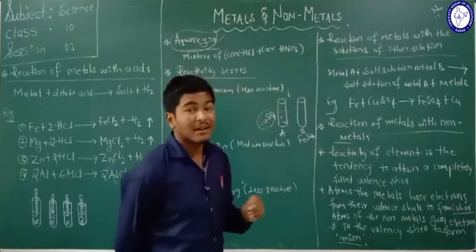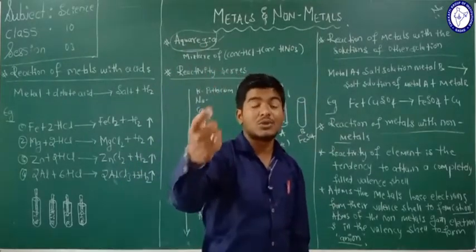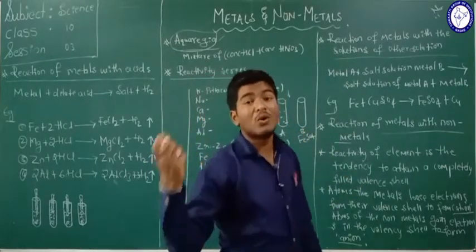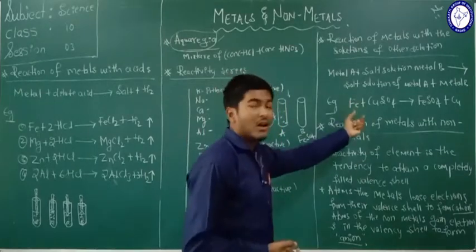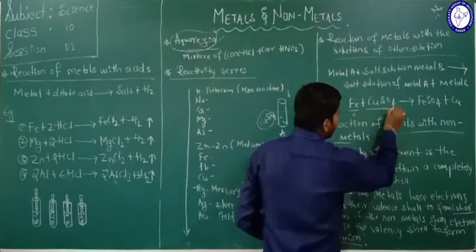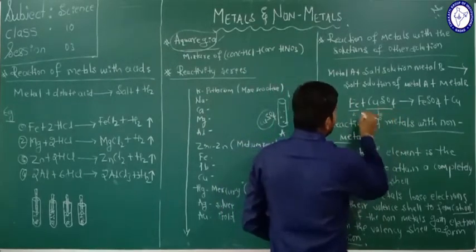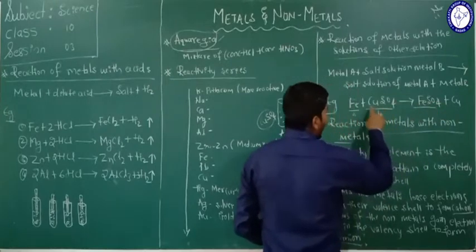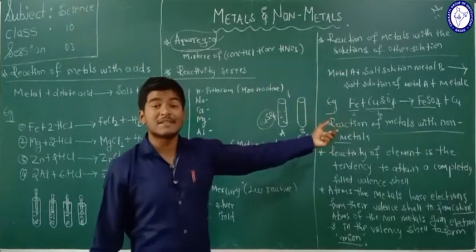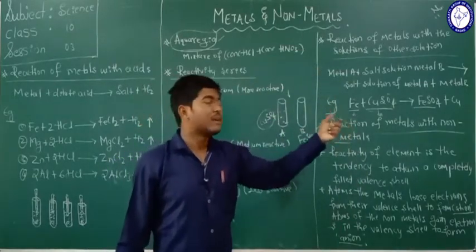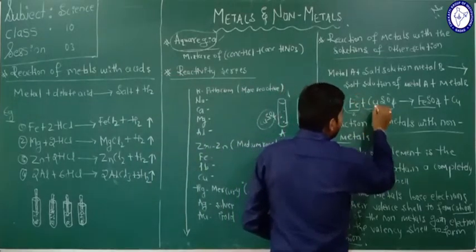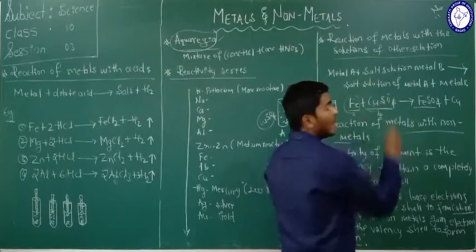So when any metal reacts with another metallic solution, what happens here? The higher reactive metal replaces the lower metal from the metallic solution. So when Fe, that is the iron nail, reacts with the copper sulfate solution, this iron displaces the copper from the copper sulfate solution. That is nothing but the simple displacement reaction. Here the simple displacement reaction happens.